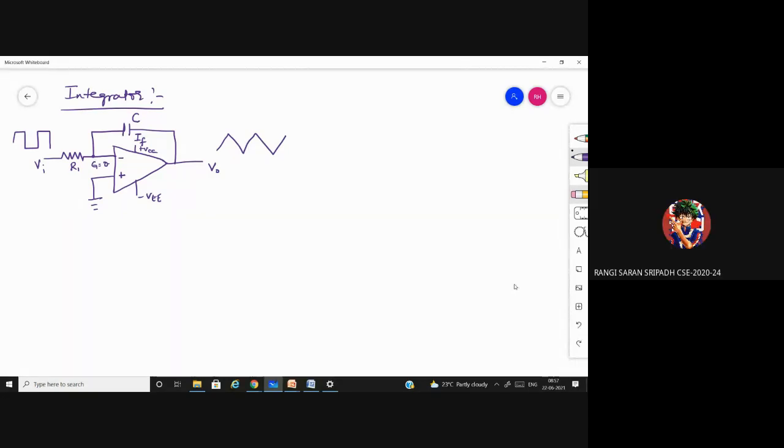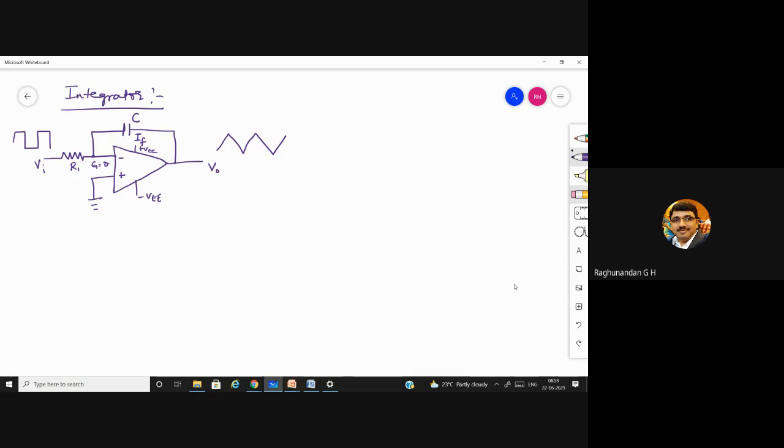Okay. So integrator operation, basically this is an inverting op-amp. To this inverting op-amp, instead of a feedback resistance, we are going to connect a feedback capacitance. We replace that feedback resistance with a capacitor.